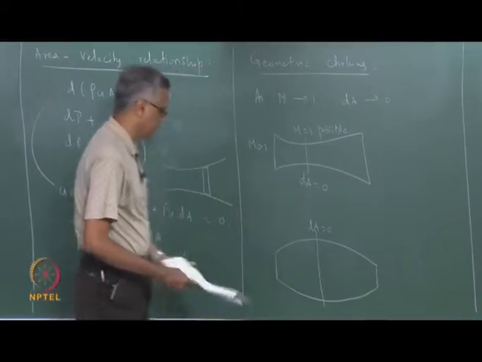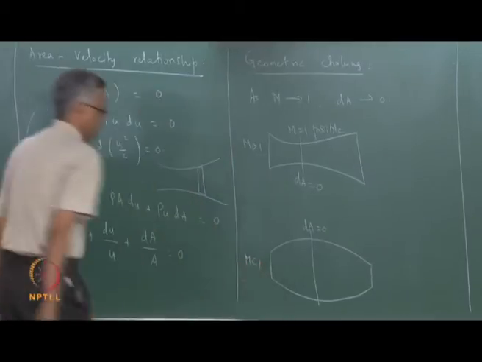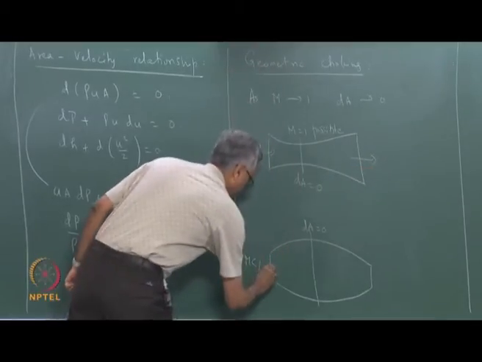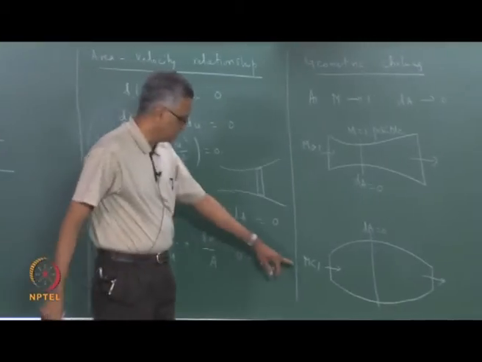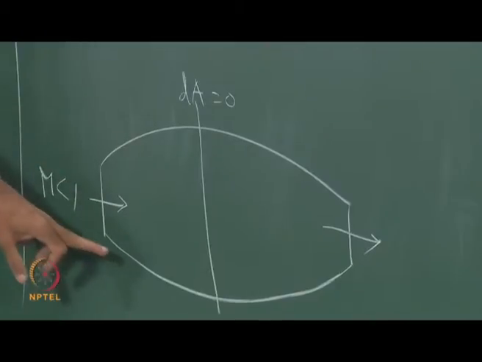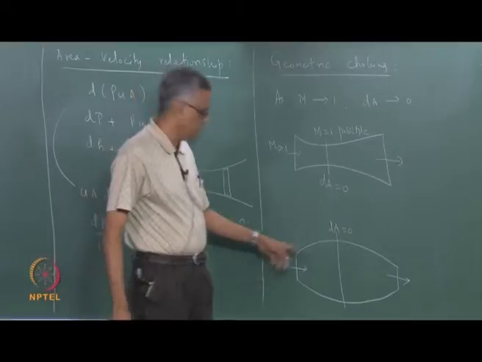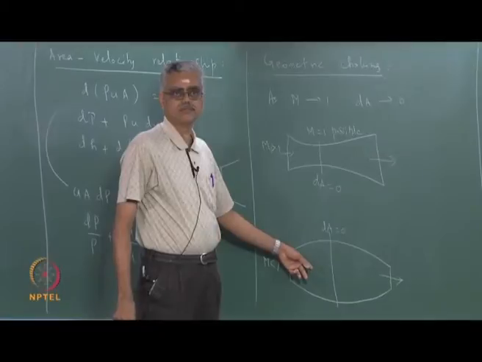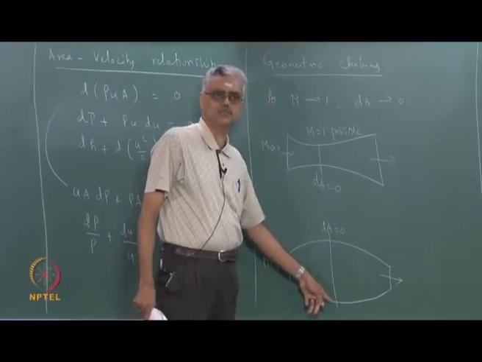Now if you look at this case, let me just add an arrow here to show the direction of flow. Let us say that the flow enters with a subsonic Mach number. What happens to the subsonic flow in a diverging passage? The flow decelerates. So there is no way I can actually attain M equal to 1 at dA equal to 0, because the Mach number is decreasing. So attaining M equal to 1 at this dA is not possible in this case.